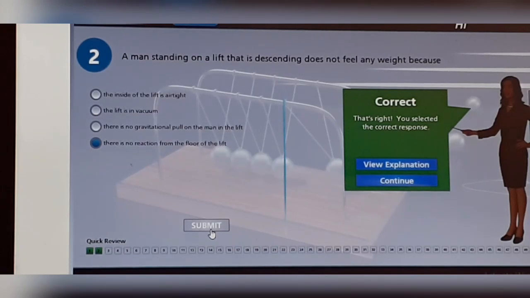Now, I want you to understand that in this situation, the gravitational pull and the weight of the man are in the same direction downward. Therefore, there is no reaction from the floor of the lift. Let's take question number 3.